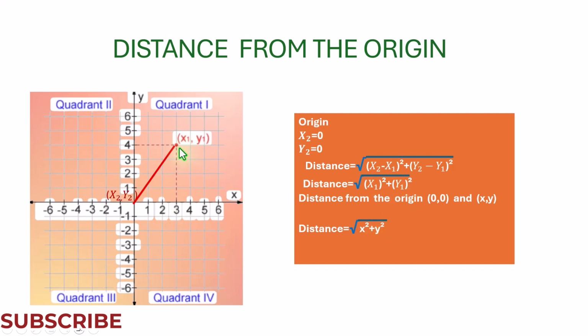Here see, x is equal to 3, y is equal to 4. So square root of 3 square plus 4 square, 9 plus 16, 25. Square root of 25 is 5. So the distance from the origin to the point (x1, y1) is 5 units.